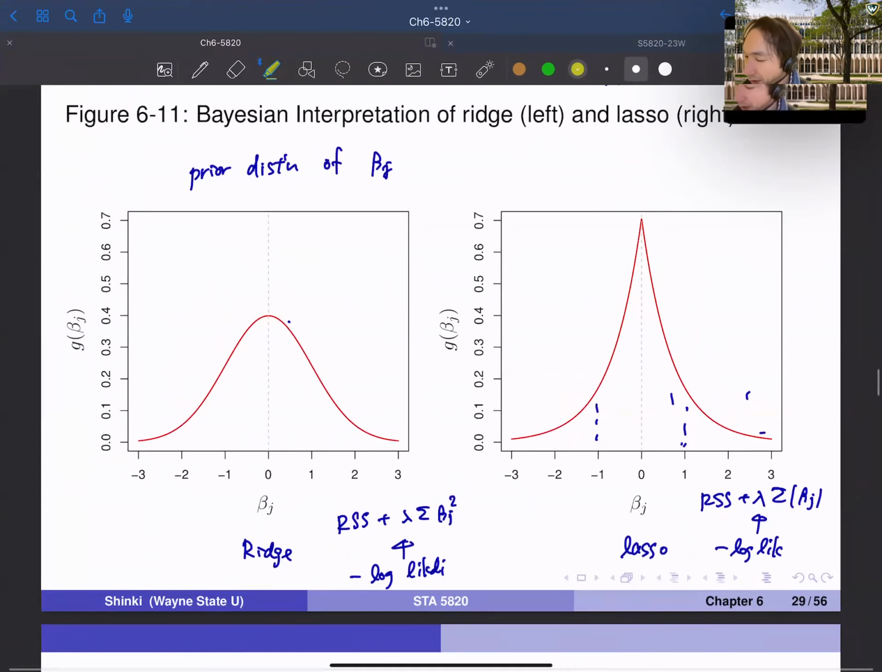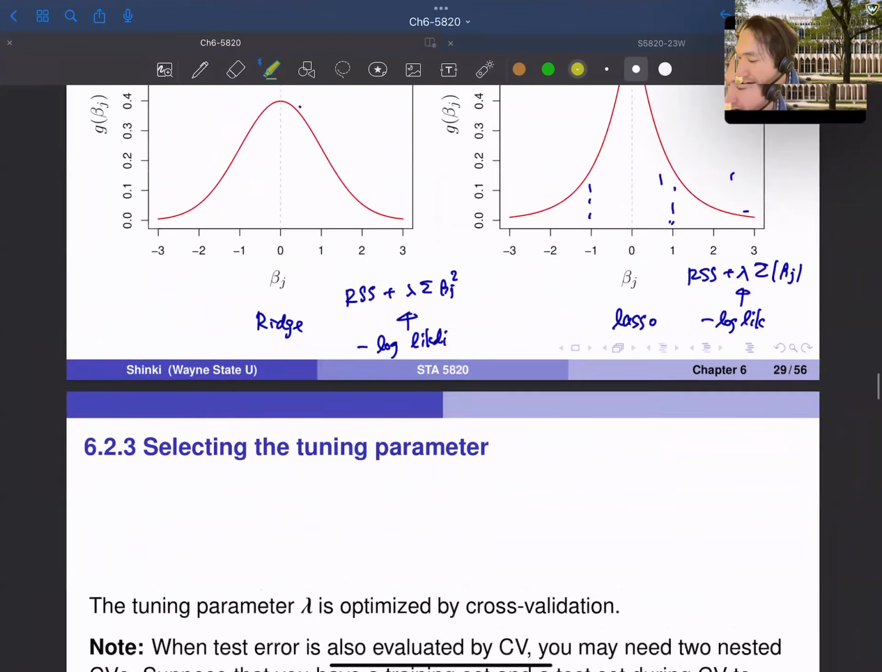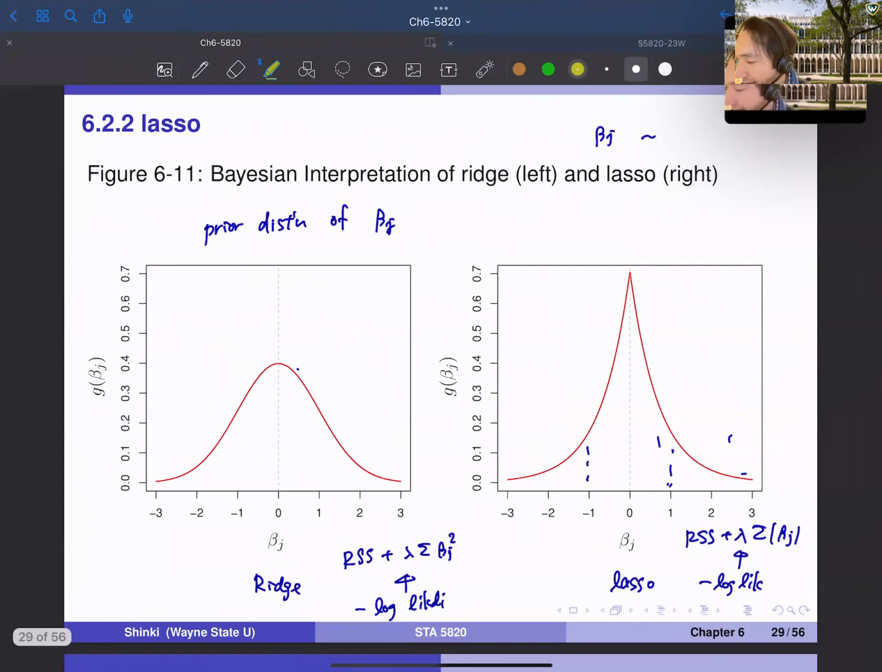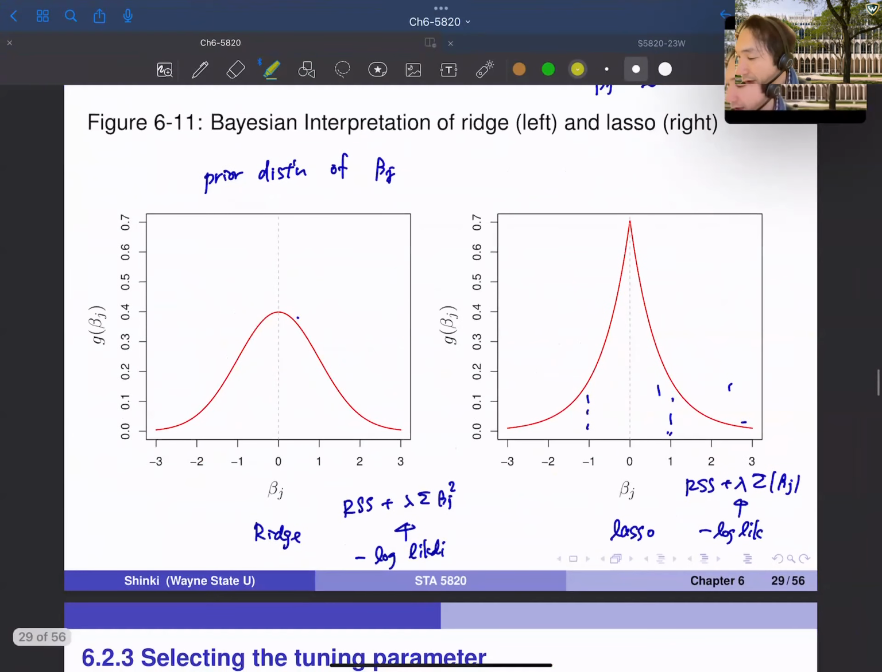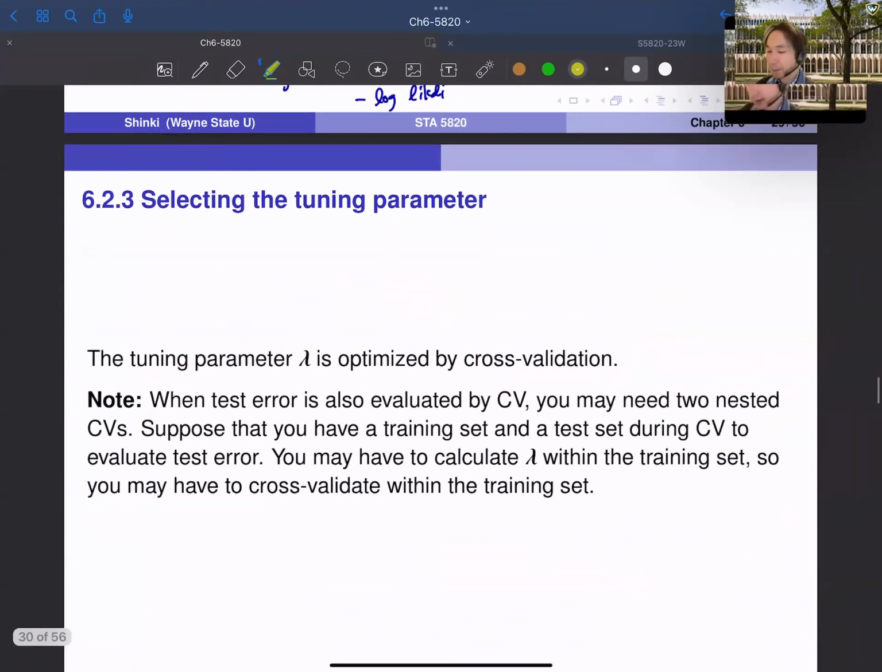But anyway, this is not really the focus of this section. I would like to give you some idea that ridge regression and lasso can be interpreted as Bayesian estimators, in Bayesian statistics.